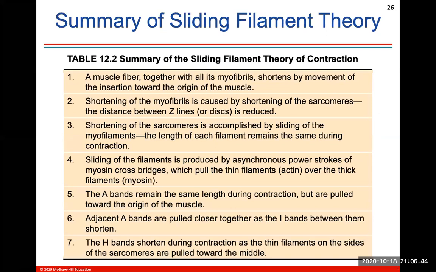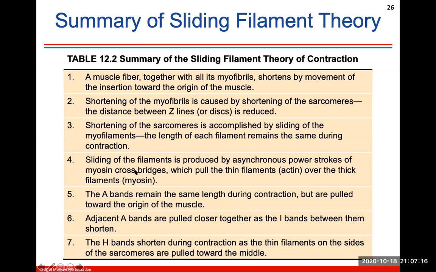Here's a summary of the sliding filament theory of contraction. This is a great chart to study, and I would pull a lot of information from the tests on this, so you should read through it. Really simply put, I'm going to skip to number 3: the shortening of the sarcomeres is accomplished by sliding of myofilaments. Sliding of the filaments is produced by asynchronous power strokes of myosin cross bridges.